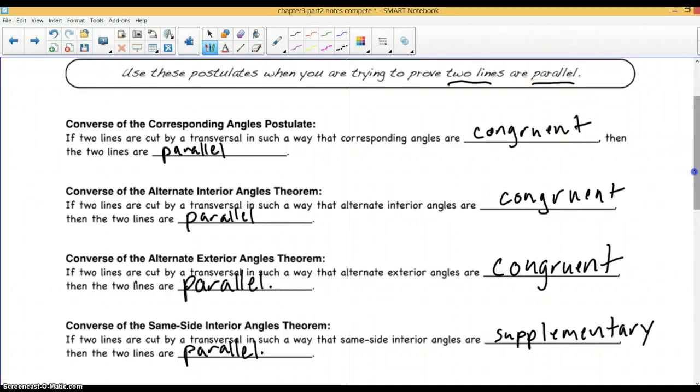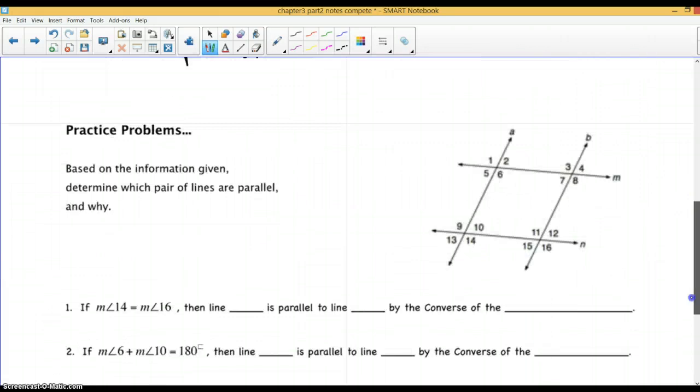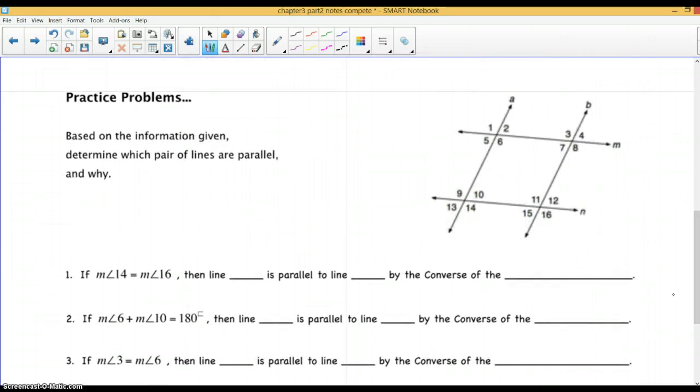So we have our postulates that allow us to know whether two lines are parallel. Now let's actually go through and try a couple so we know how to actually use them.